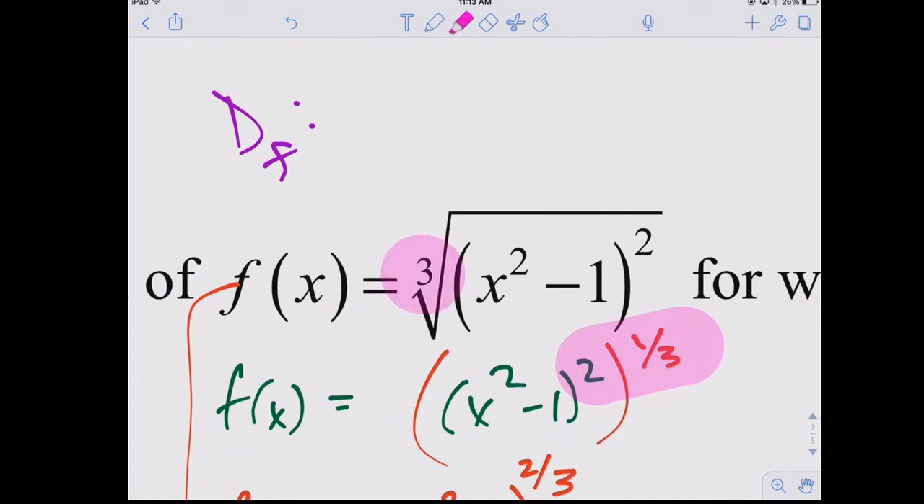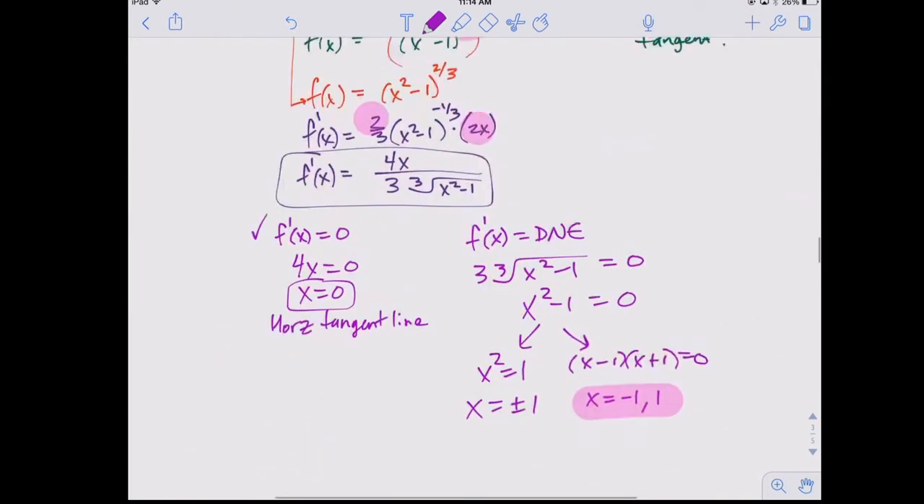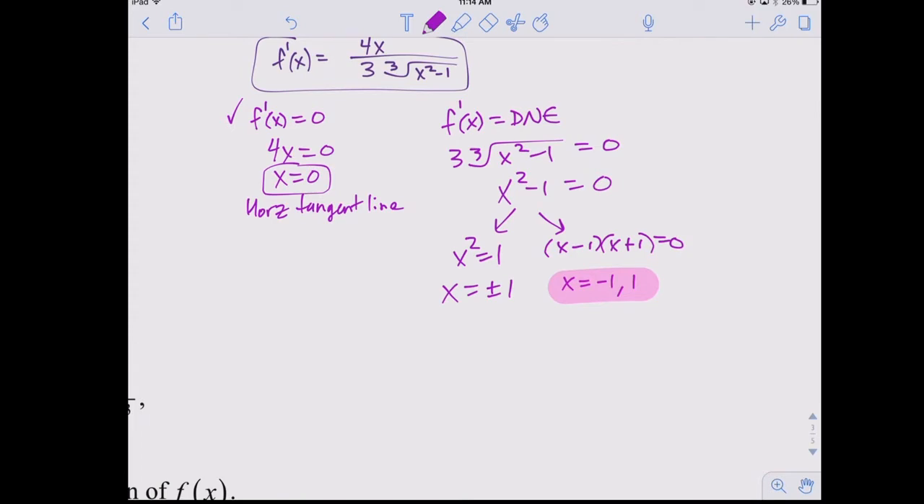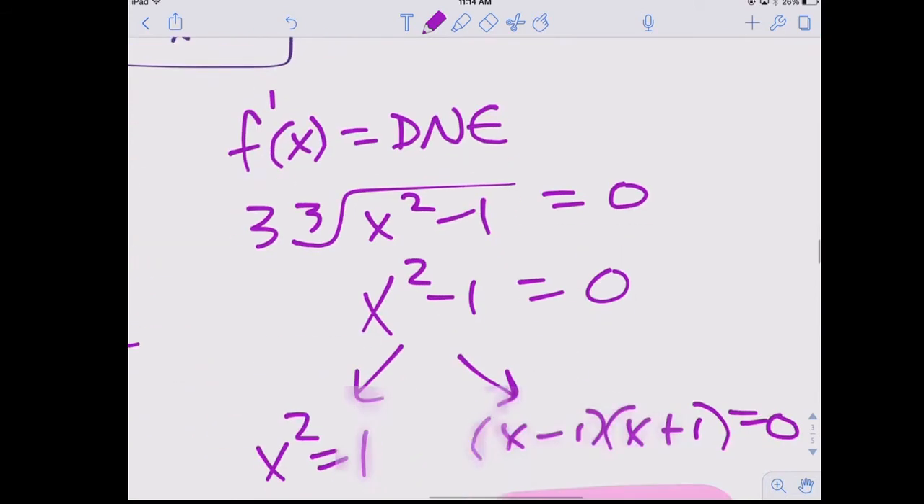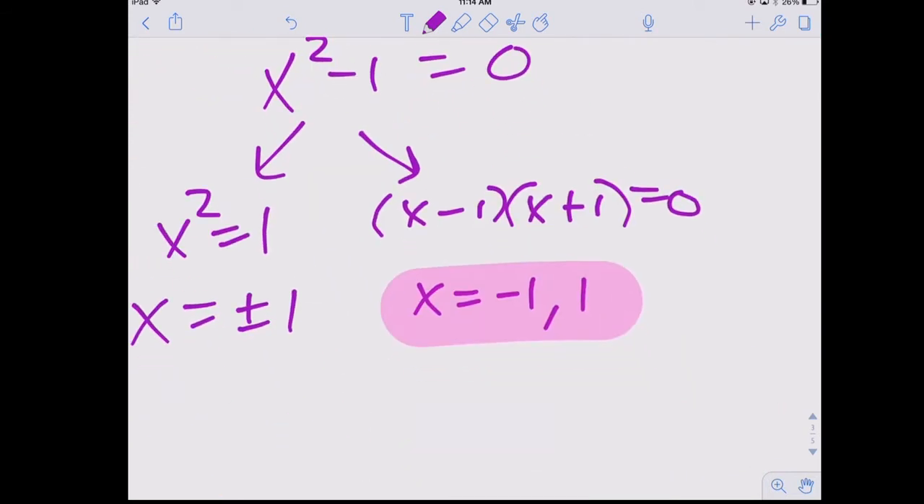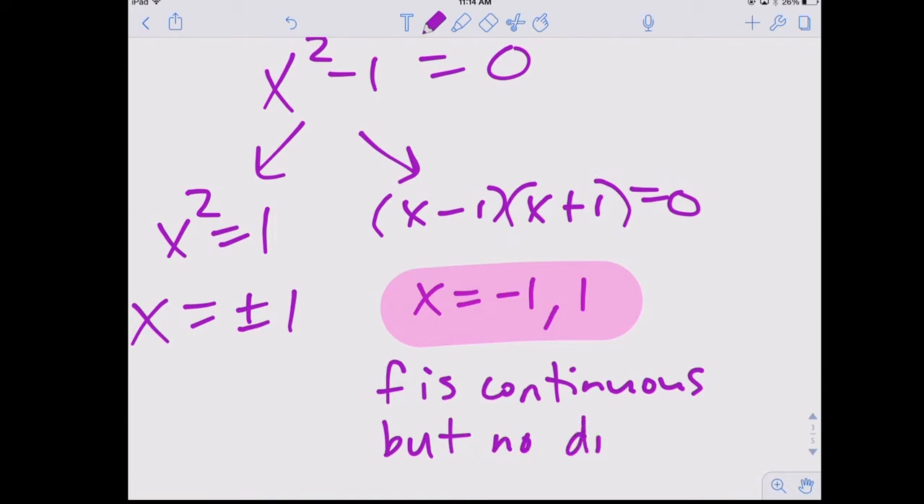We don't have to worry about negatives under the radical because cube roots of negatives are okay. We're trying to avoid division by 0 then. Are we ever going to be dividing by 0 in this problem? There is no denominator. So the domain is all real numbers. That's kind of important. So there's two values where the derivative doesn't exist, two values that aren't in the domain of the derivative function but are in the domain of the original function. So these are going to be places where f is continuous but not differentiable.